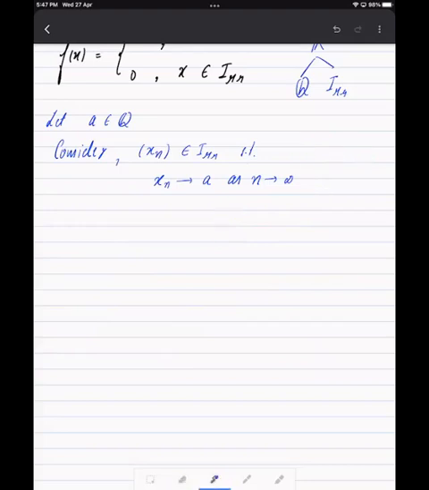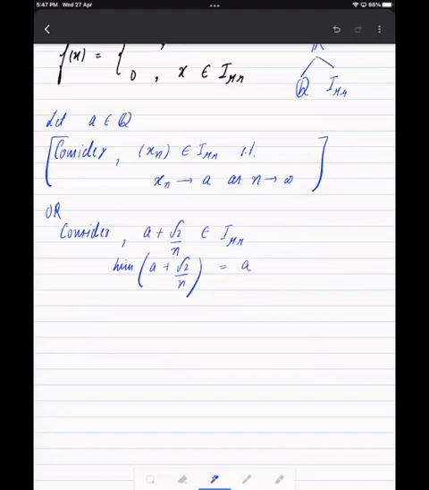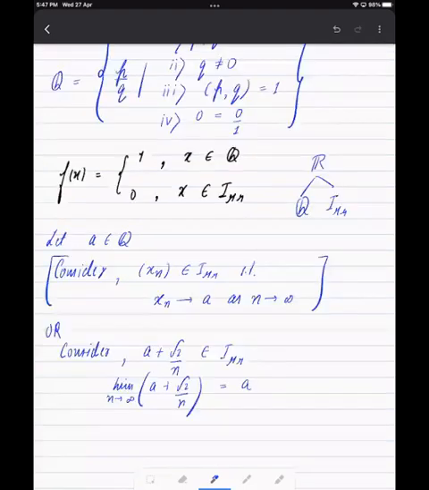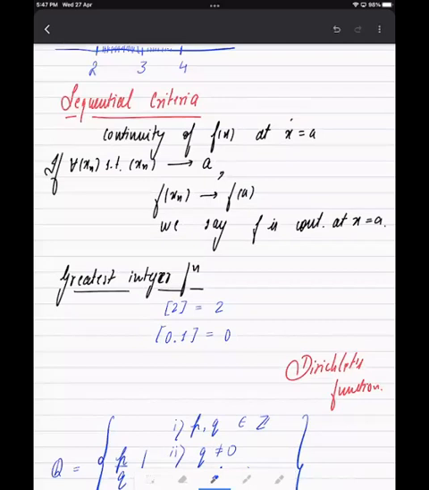But if you don't want to give the reason, you can find an actual sequence. Consider a plus root 2 by n. That belongs to the irrationals, and the limit of a plus root 2 by n is equal to a. So you have found a sequence converging to an arbitrary rational number that you have considered.